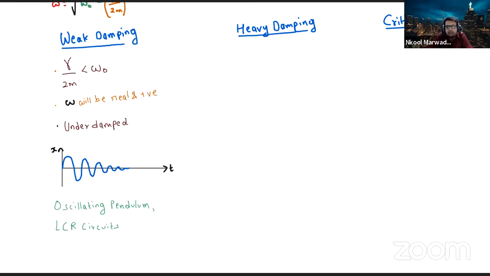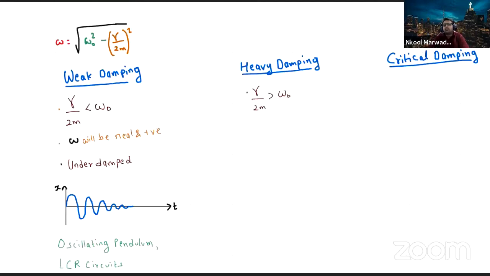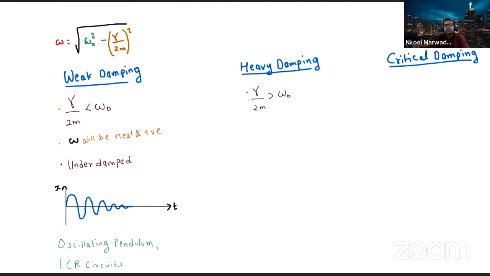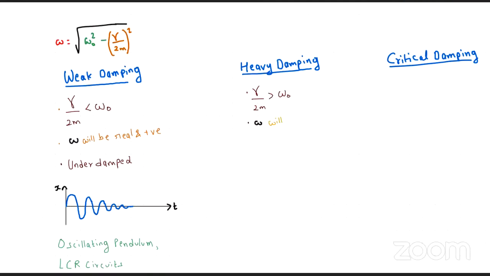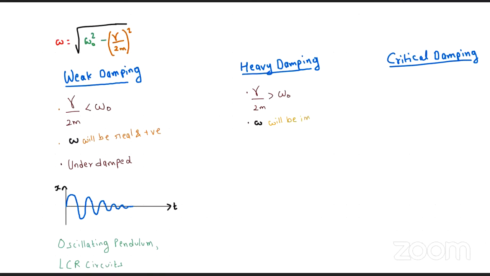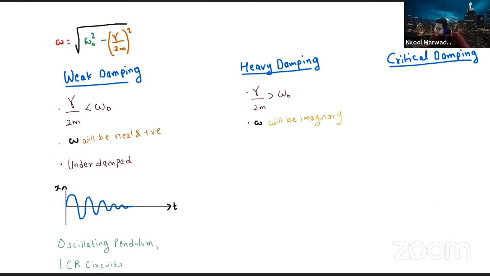Here, the damping coefficient by 2m is greater than the natural frequency, because of which this frequency will become imaginary. Because if the second term becomes greater, then under the root we will have a negative. Okay. So the angular frequency will be imaginary. And what is the significance of that? No oscillation at all. Omega will be imaginary. Because imaginary things do not exist. Imaginary things exist only in dreams, and hence I can say that there is no oscillation at all.